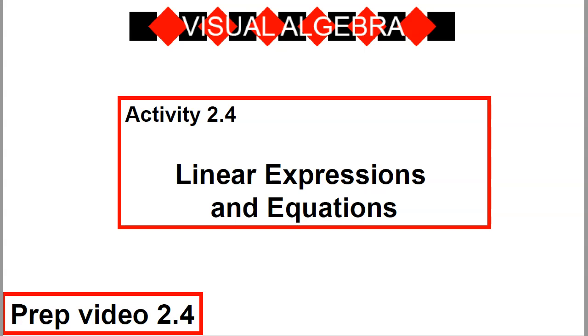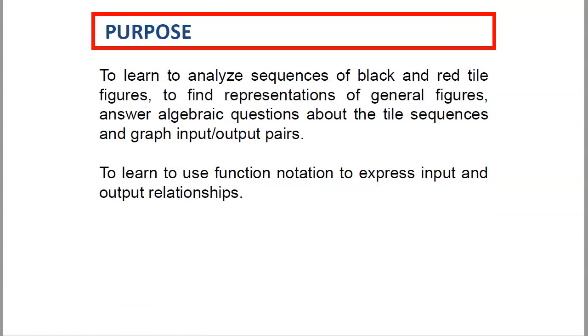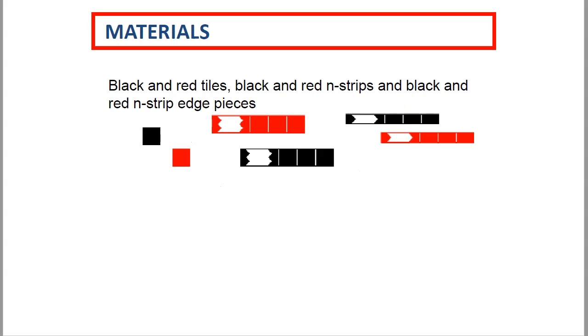This is the video introduction to Activity 2.4, Linear Expressions and Equations. In this activity, we'll analyze sequences of black and red tiles, find representations of general figures, answer algebraic questions about the tile sequences, and graph input-output pairs. We'll also learn to use function notation to express input and output relationships. We'll use our black and red algebra piece set.